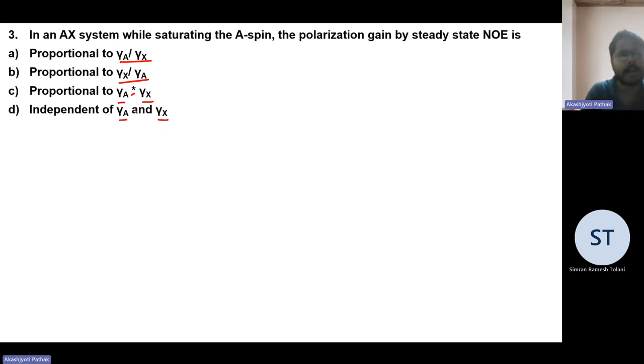So what is this gamma A or gamma X? These are the gyromagnetic ratios. Gamma A is the gyromagnetic ratio of nucleus A. Gamma X is the gyromagnetic ratio of nucleus X.